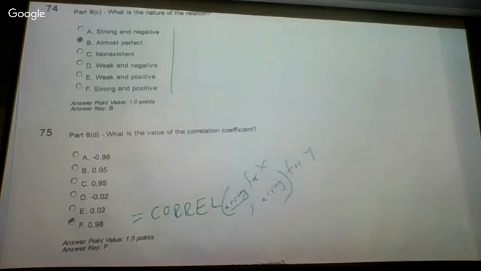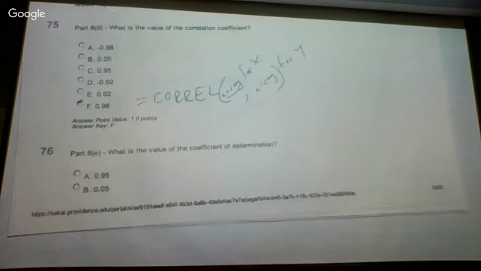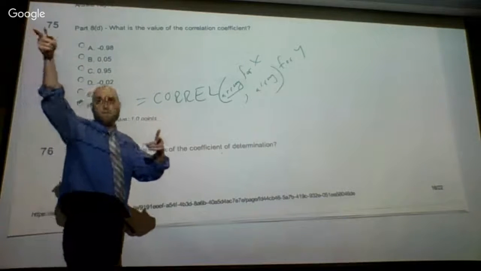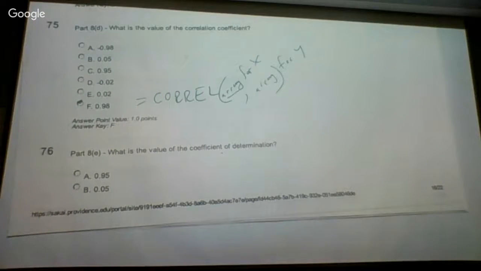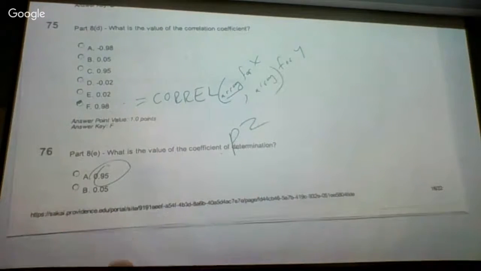Coefficient of determination. What's a synonym? What's the more common way for us to describe coefficient of determination? What do we actually call it on a day-to-day basis? R squared. R squared is the coefficient of determination. It's 1% of your final exam. R squared, you take 0.98 squared, you should get a number probably like 95%. 76 is A.